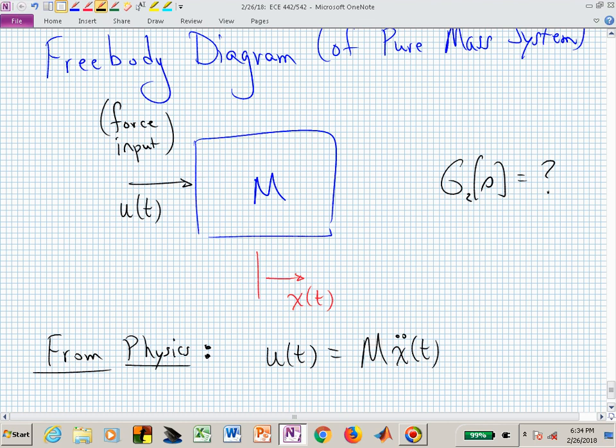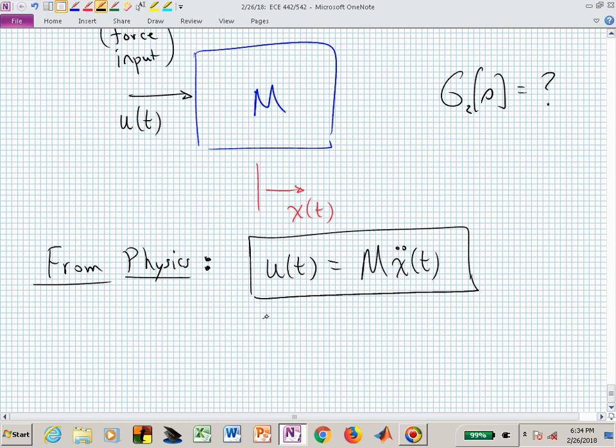So here is what we need from physics. F is equal to ma. Written in terms of the notation that we've agreed to use, u is our force, capital M is the mass, and x double dot is the acceleration.